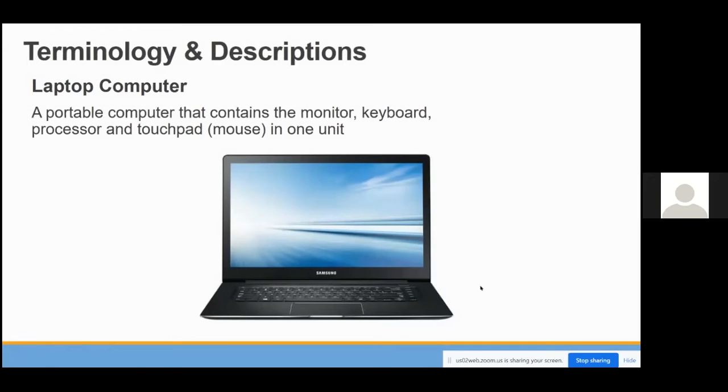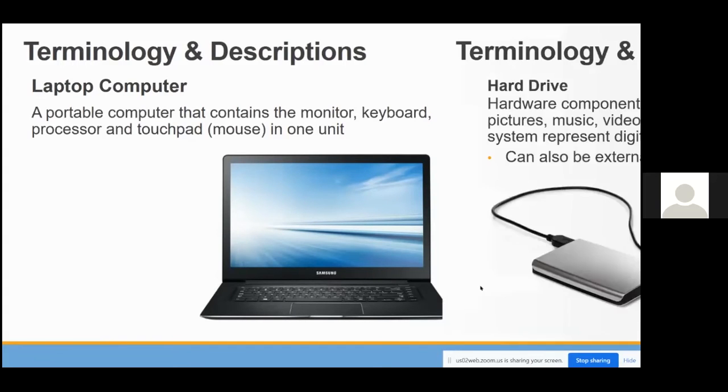A laptop computer, though, will have all of those things together. And in general, the idea of the laptop is that you could set it in your lap. It's more portable. You can take it, you know, wherever you might need to go. And the portable computer contains the monitor, the keyboard, processor, and mouse all in one. And the mouse is usually referred to as the touchpad. It's that little rectangular square that you see on a laptop computer.